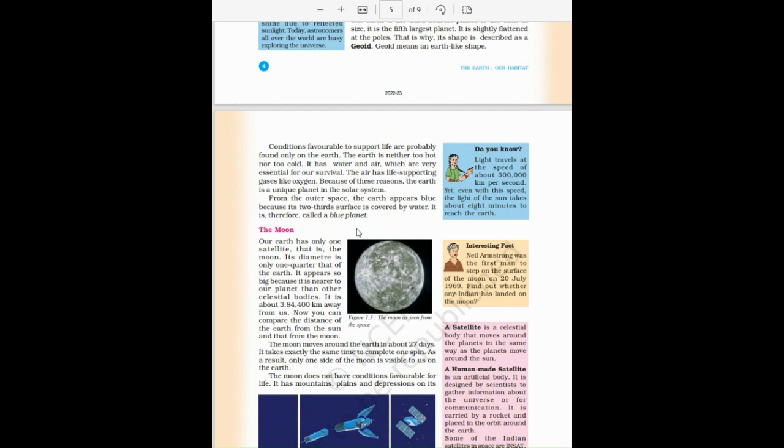Okay. Now, come on to the moon. Our Earth has only one natural satellite, which is the moon. Its diameter is only one quarter of the Earth. It appears so big because it's the nearest to our planet. So we can say that it appears bigger than the other stars because it's nearest. So how far is it from the Earth? It's 384,400 kilometers from the Earth.